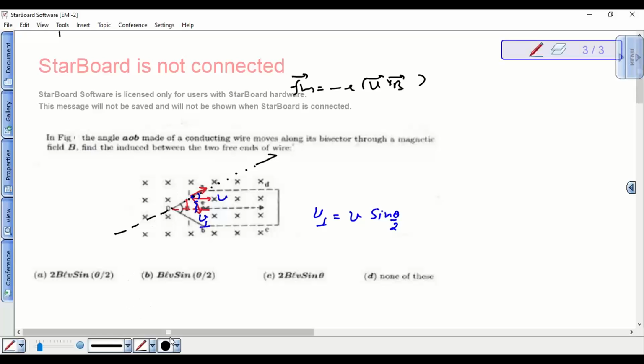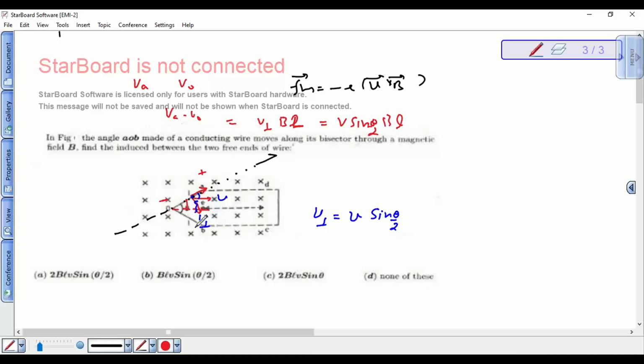So electrons will accumulate at O and there will be a deficiency of electrons at A. So you can say that a higher potential will develop at point A relative to point O. So the voltage between O and A will be, if we use the direct motional EMF formula, where L is the length of AO, V perpendicular, which is V sin theta by 2, into B into the length of AO. You can see the length AO is small l, not capital L, so we can take it as small l.